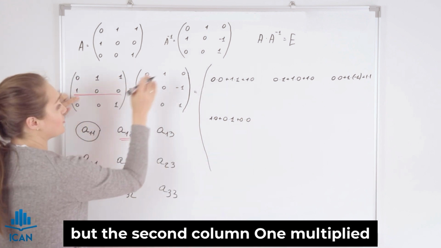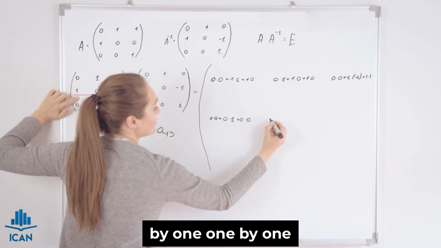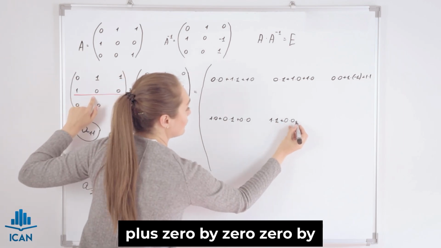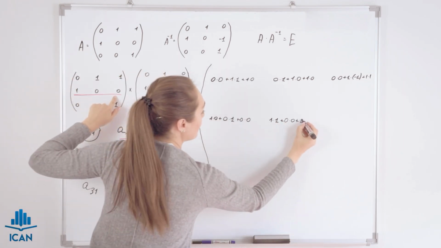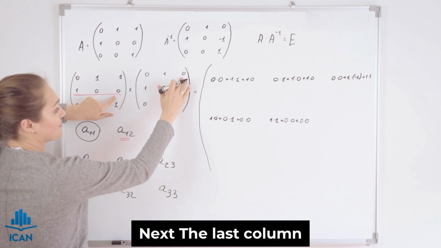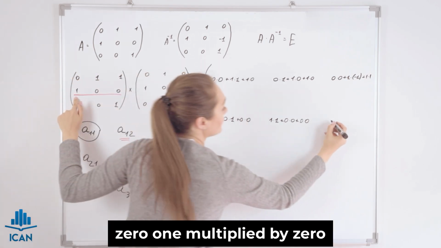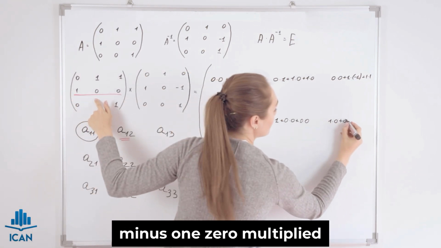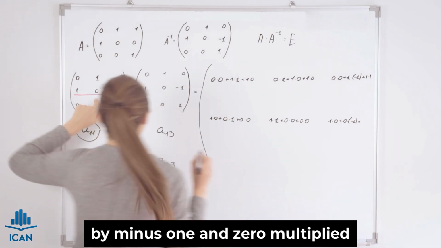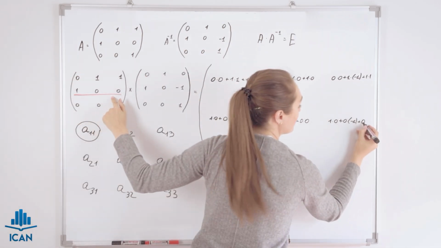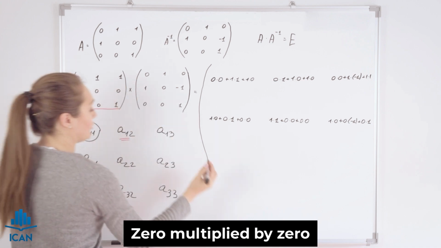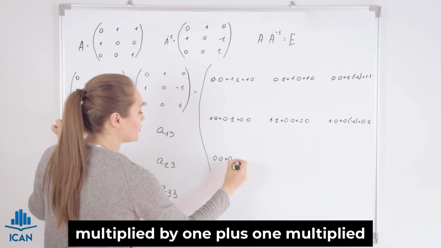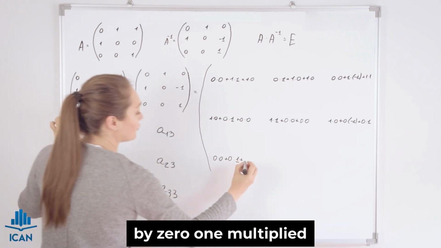Then the same line, but the second column. 1 multiplied by 1, plus 0 by 0, plus 0 by 0. Next, the last column. 1 multiplied by 0, plus 0 multiplied by minus 1, and 0 multiplied by 1. 0 multiplied by 0, plus 0 multiplied by 1, plus 1 multiplied by 0.